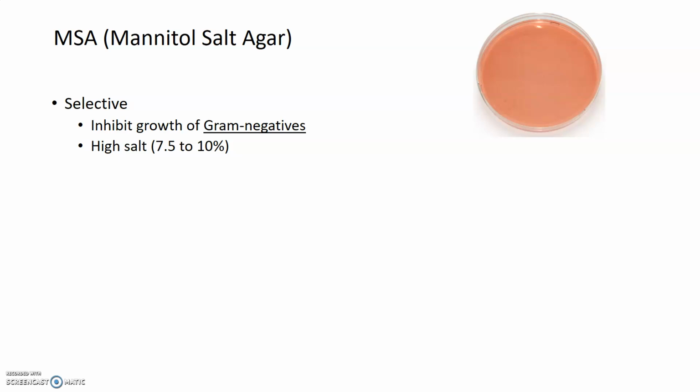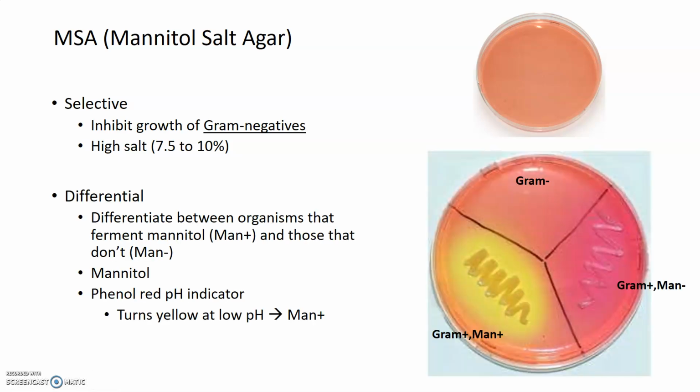So that thick peptidoglycan layer can provide some protection for the gram-positives against this high salt, which is why they can grow fine on a plate like you can see up here on the top right. So this is an uninoculated plate.